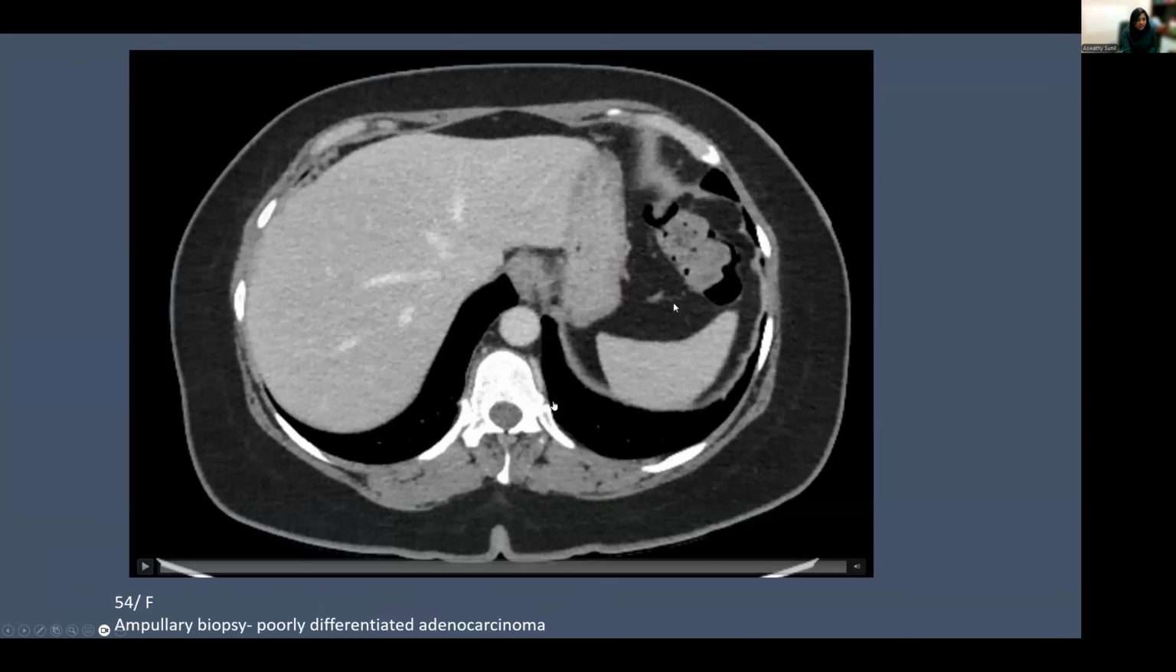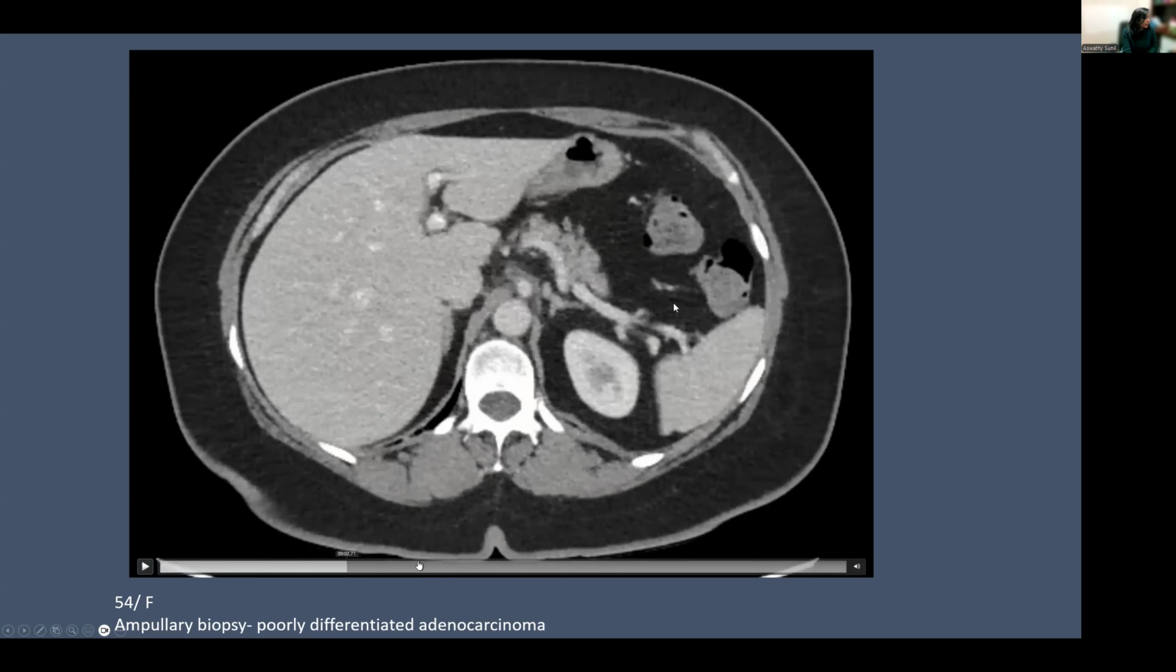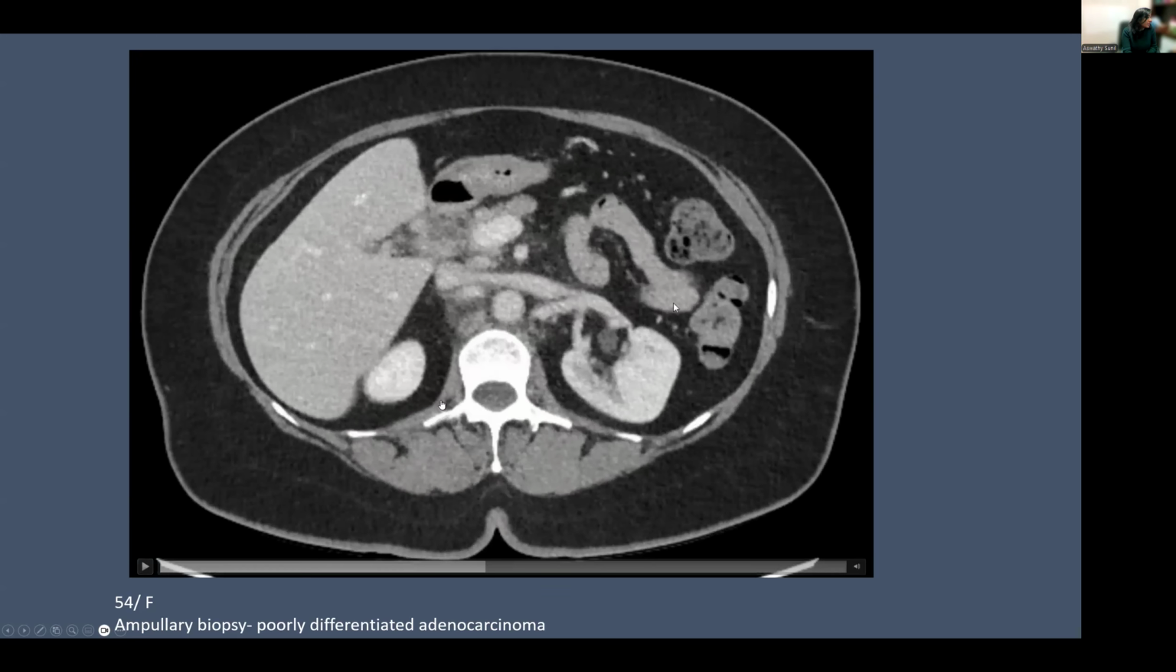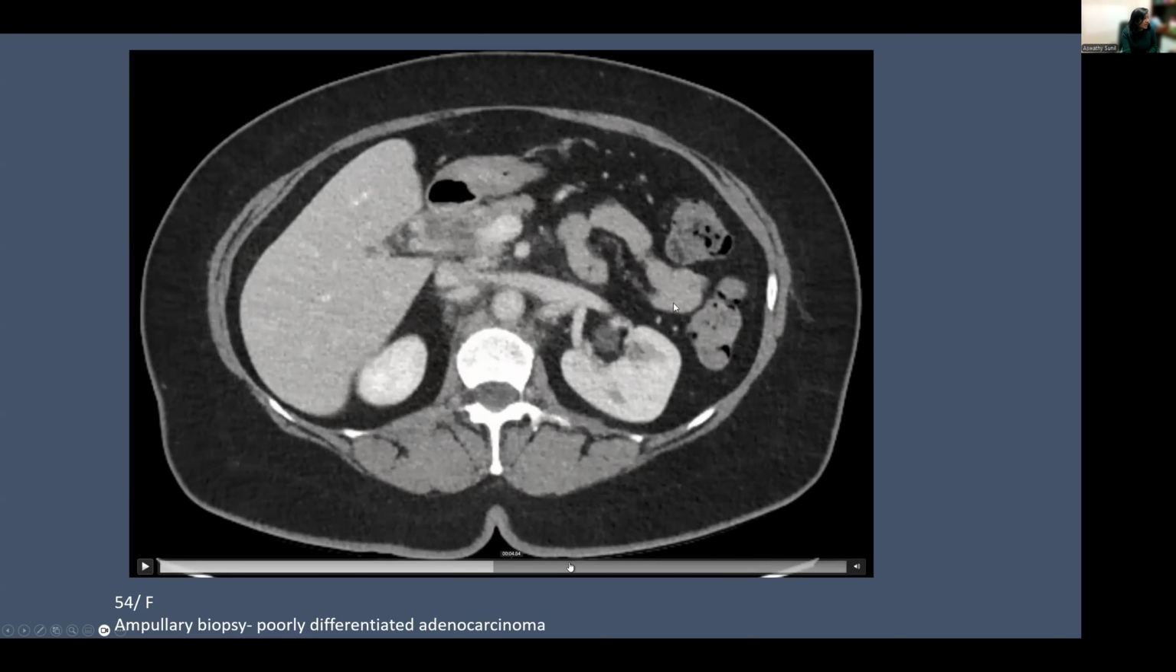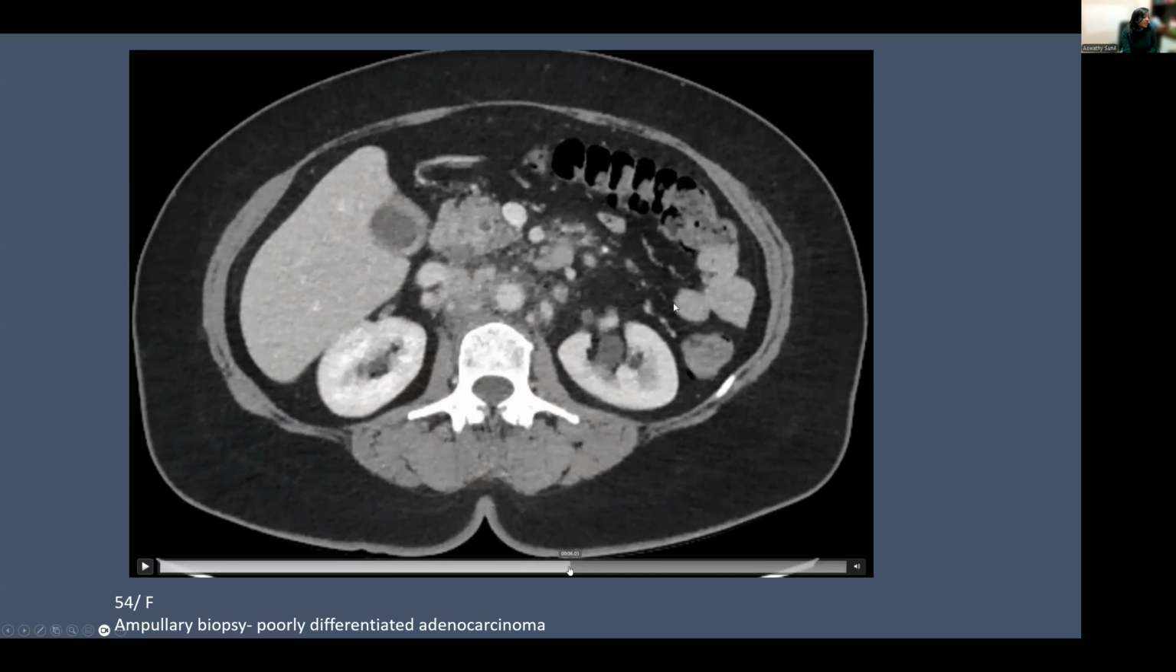This is another differential diagnosis. This is a 54-year-old female who presented to us with severe abdominal pain. And you see this diffuse fat stranding in the porta hepatis and in the retroperitoneum. Maybe some soft tissue may be there. So we gave a possible diagnosis of IgG4-related disease. In fact, an ampullary biopsy was done and it was proven to be a poorly differentiated adenocarcinoma. And unfortunately, the patient passed away a couple of months later.